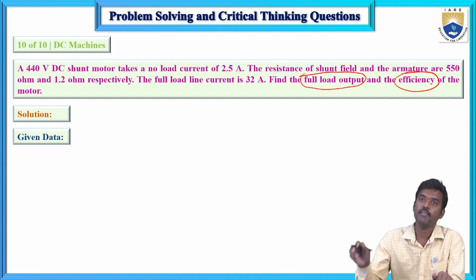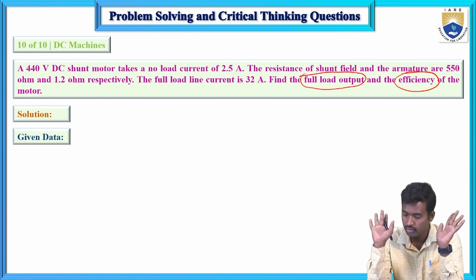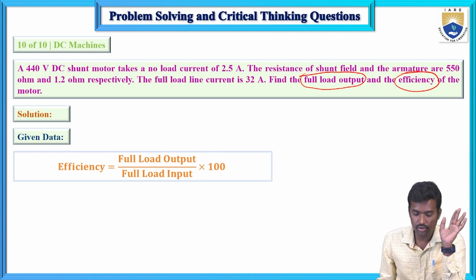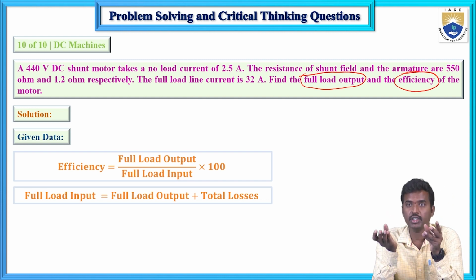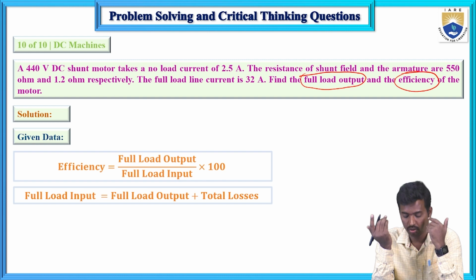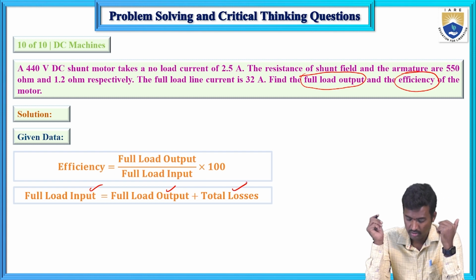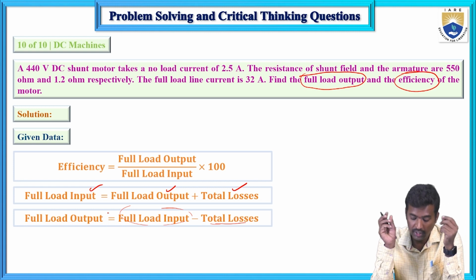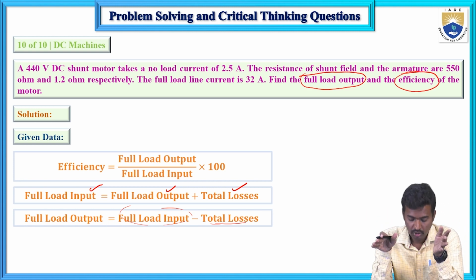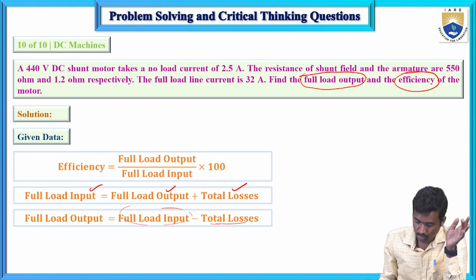Now, what about efficiency first? Efficiency always means output by input into 100. We know this formula. Efficiency equals full load output divided by full load input into 100. Now if you give input to any machine, you will get output and you will get some losses also. Here input equals output plus losses, and now output equals input minus losses. Here why we are taking input: the motor takes electrical supply as the input. So first determine full load output, which is full load input minus losses.